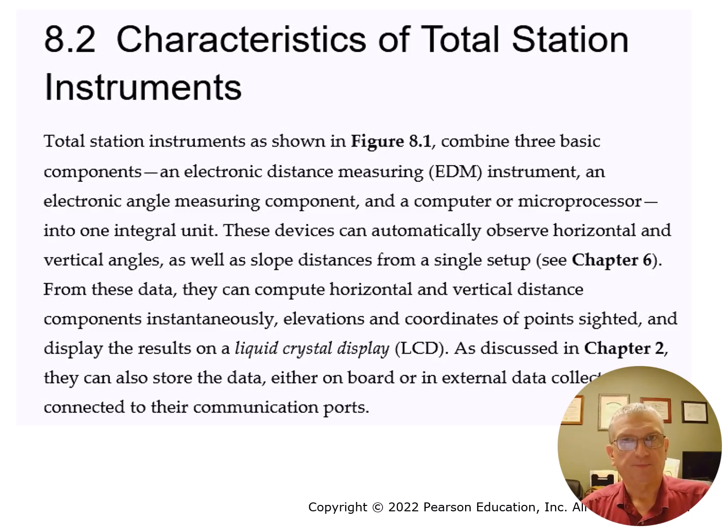So those are the three main things that make an instrument a total station: an EDM, it measures angles, and it has a CPU. They call it a computer or microprocessor. I call it a CPU. These devices can automatically observe horizontal and vertical angles and measure slope distances, all from a single setup. They can also compute horizontal and vertical distance components instantaneously, elevations and coordinates of points sighted, and display the results on the screen. The book calls it a liquid crystal display. They can also store the data.